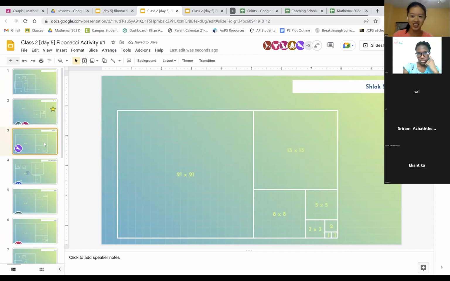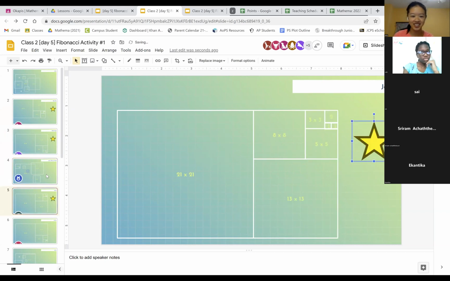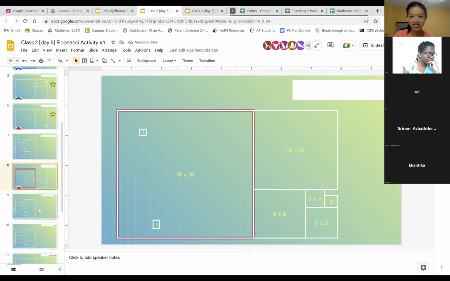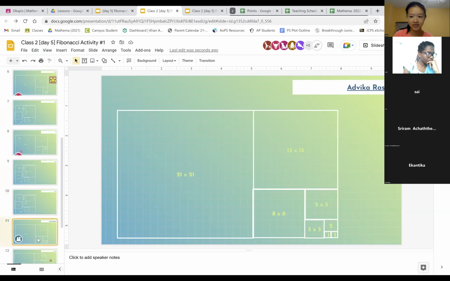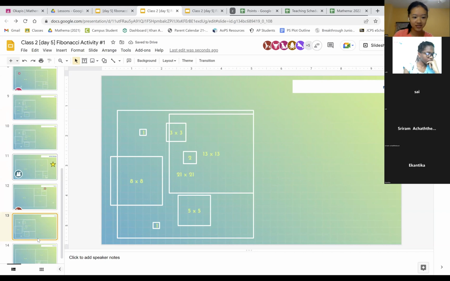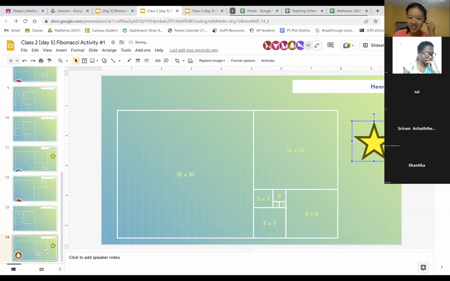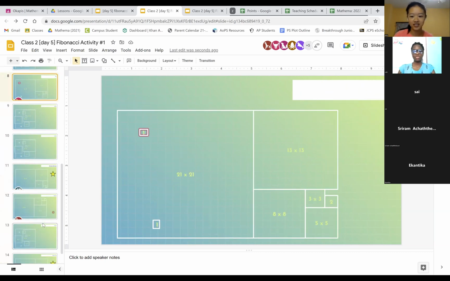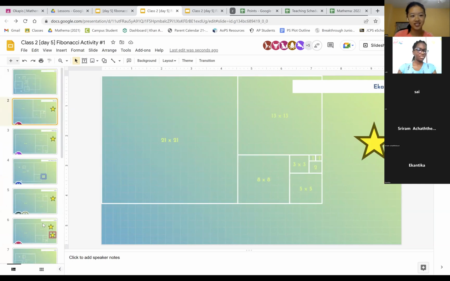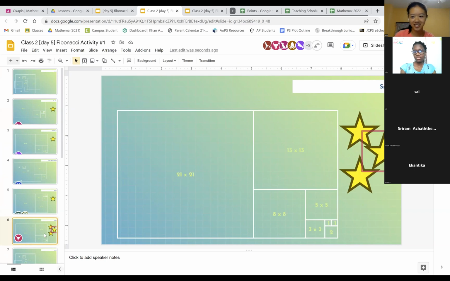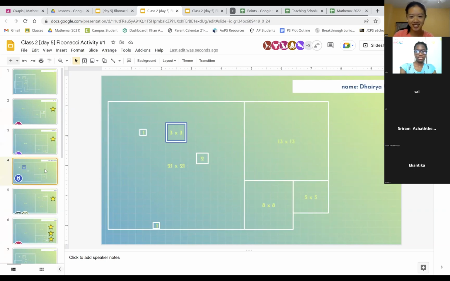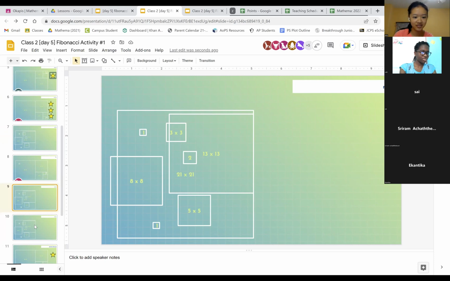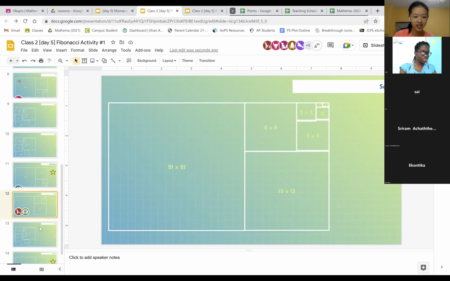I'm putting stars on people's slides that have made a rectangle. Ooh, very nice. Yay.